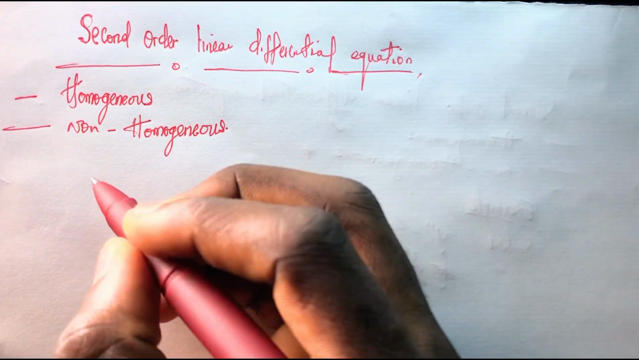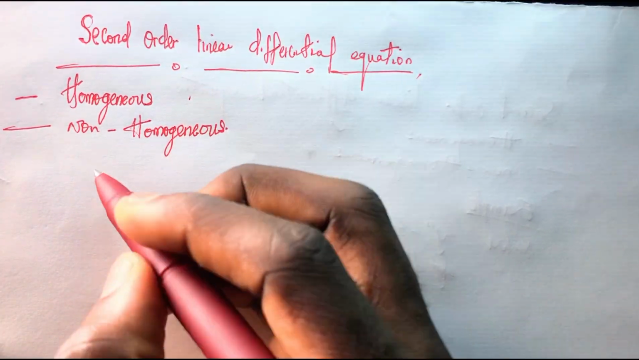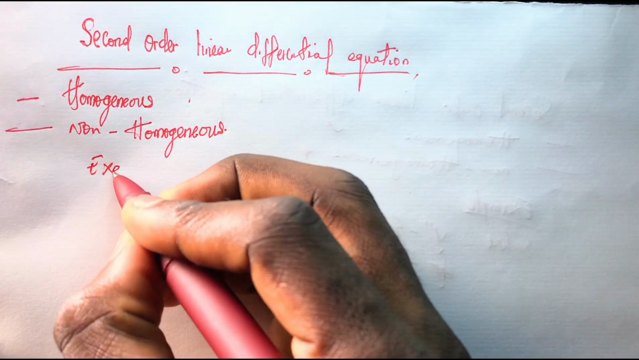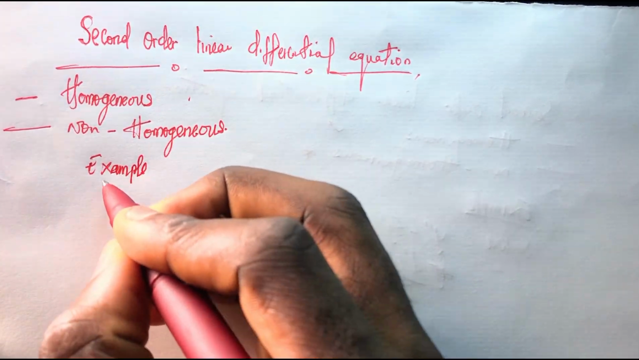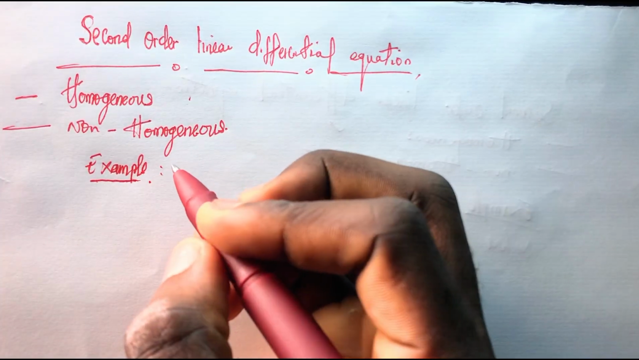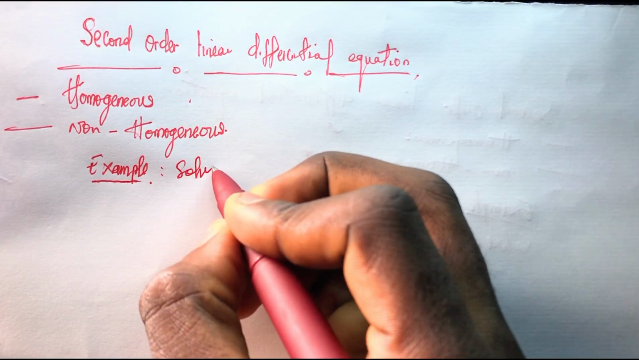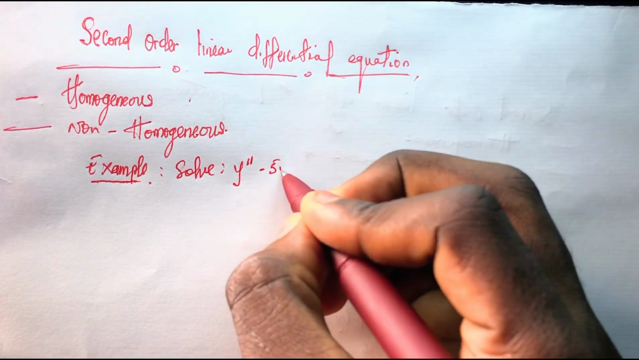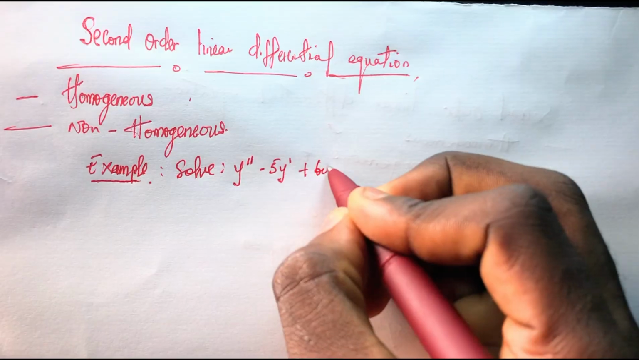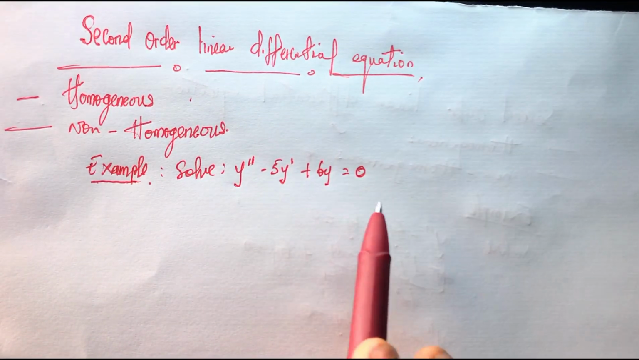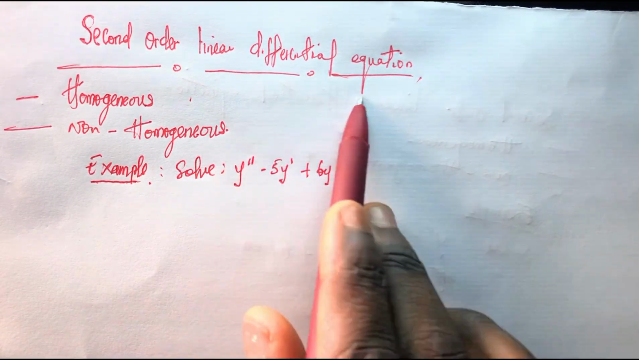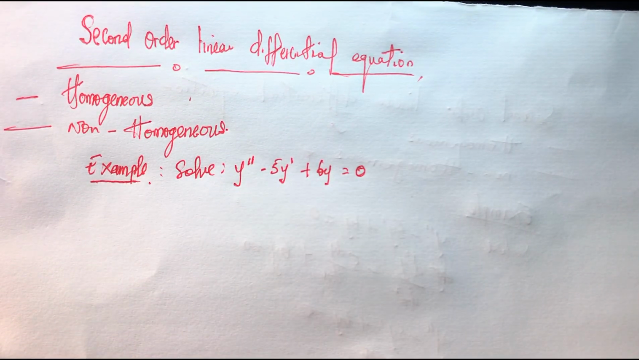For example, let's say we are asked to solve y double prime negative 5y prime positive 6y equals 0. Since it's equal to 0, it tells us that it is a homogeneous linear differential equation. So let's see how we can solve this.